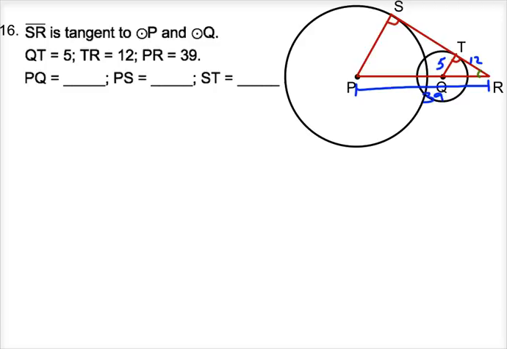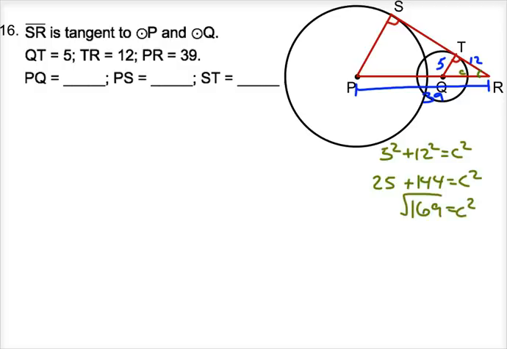Now, before I do that, I'm going to actually go through and find how big is QR in my little triangle. And if I look, I see that I could call that C and do the Pythagorean theorem. So 5 squared plus 12 squared equals C squared. I get 25 plus 144 equals C squared. Add that together, 169 equals C squared. Square root each side. And I get that that piece is 13.